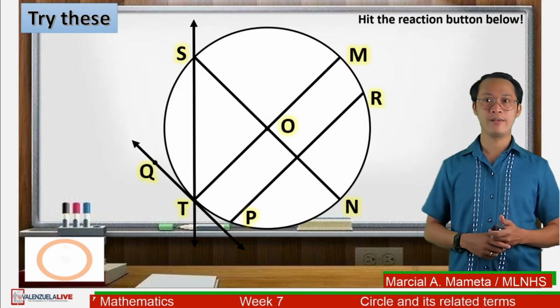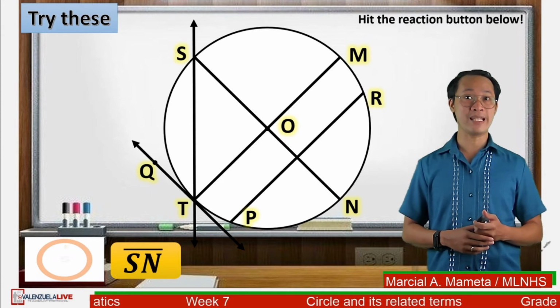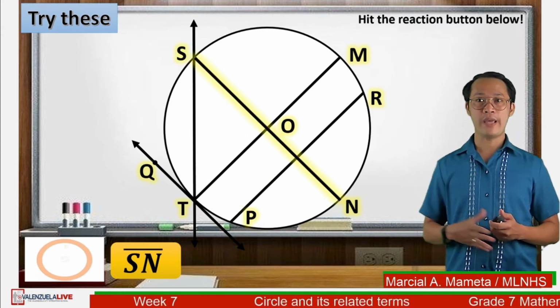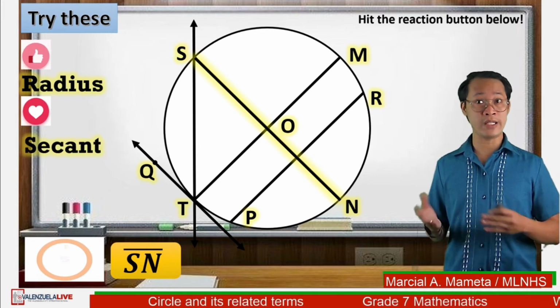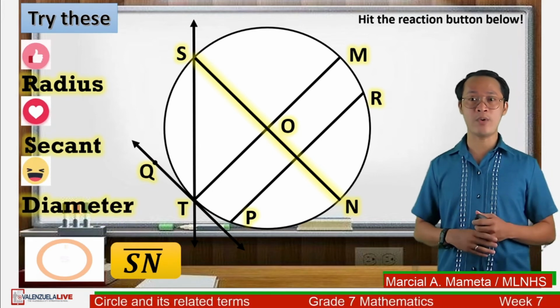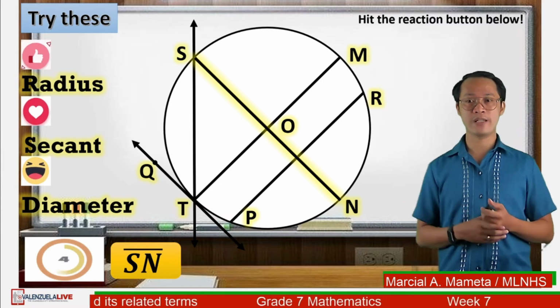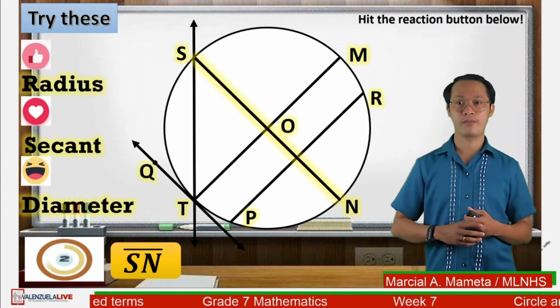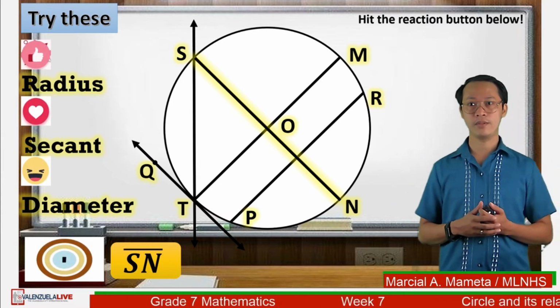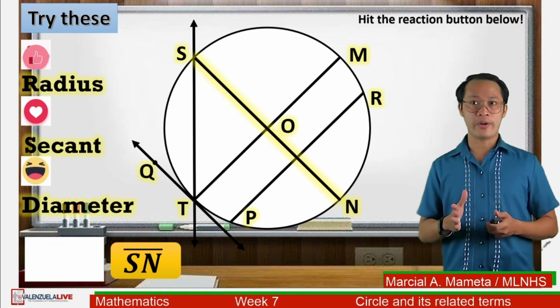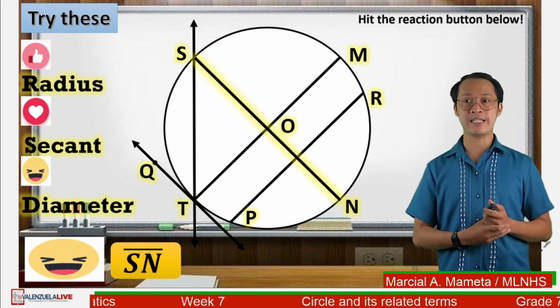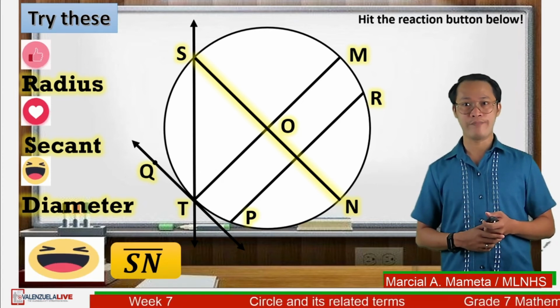Last one. Line segment SN. SN is an example of a radius, a secant, or a diameter. 5 seconds. Time is up. The correct answer is it is an example of diameter.